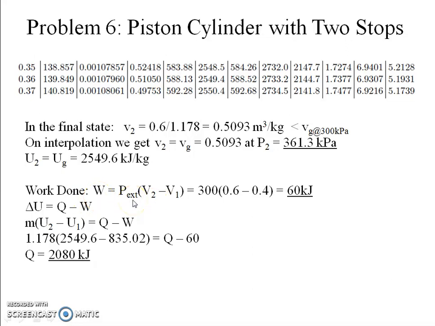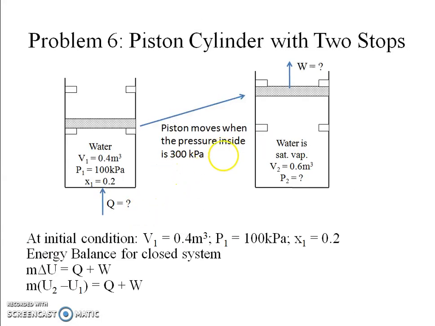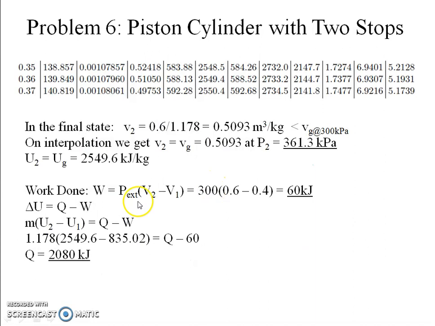Work done is basically PV work, so it is equal to P into V2 minus V1. Work is being done only when the piston moves between these two stops, and when the piston moves, the pressure remains constant. So the external pressure remains constant at 300 kilopascal and the volume changes by 0.6 minus 0.4, that is 0.2 meter cube. So the work done is P external into V2 minus V1, that is 300 into 0.2. That comes out to be 60 kilojoules. This is my work done.